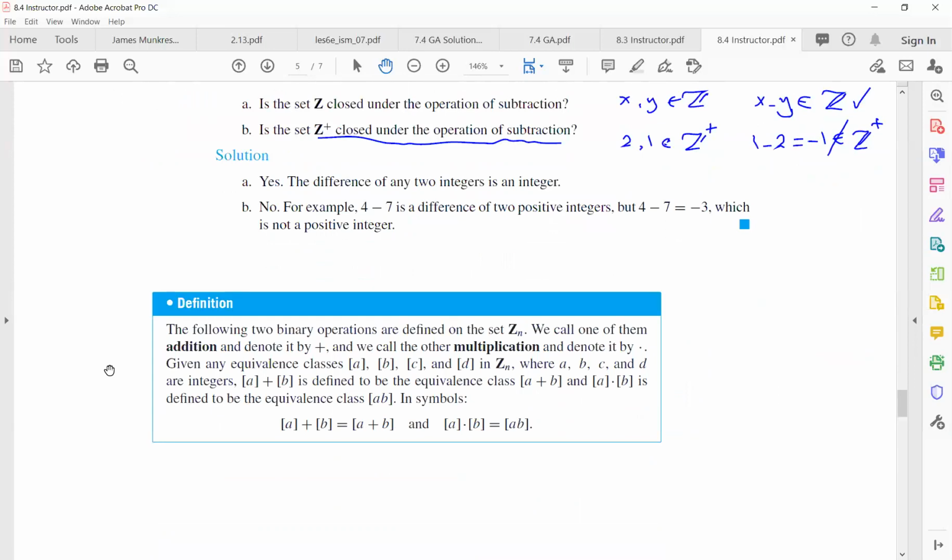Okay, the following two binary operations are defined on the set Z sub n. We call one of them addition and the other one multiplication. So we define addition this way. The sum of two equivalence classes is the same as the equivalence class of their sum, and the product of equivalence classes is the same as the equivalence class of their products.